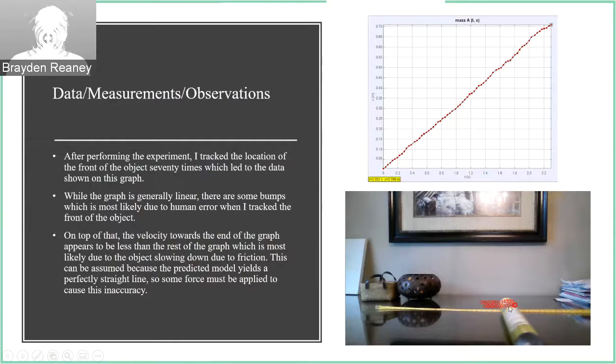I chose the front because it was pretty difficult to get the center of mass, especially when, if you saw in the video, it kind of changes the viewpoint of the can. It's not always dead on.